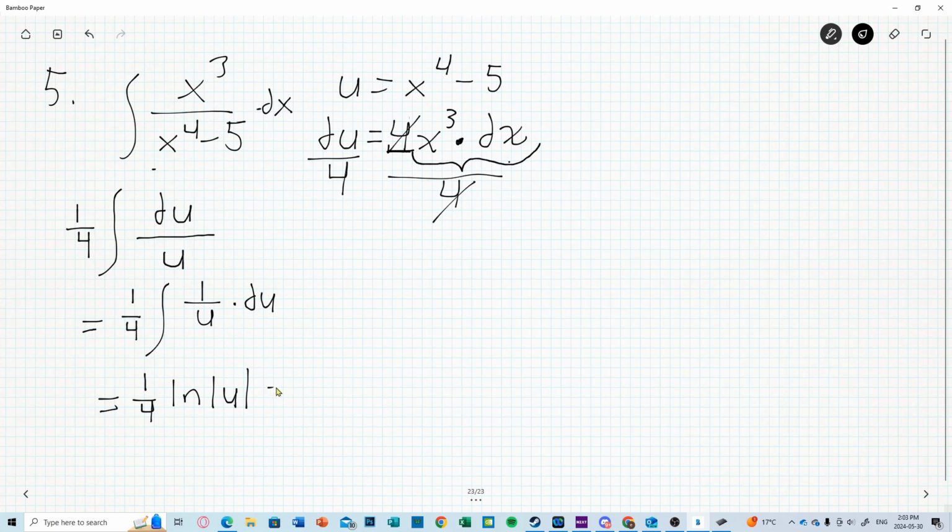Now, to finish up, just like normal, we have to just implement what the u is equal to from the beginning of the question, which gives us 1 over 4 ln of the absolute value of x to the 4 minus 5.